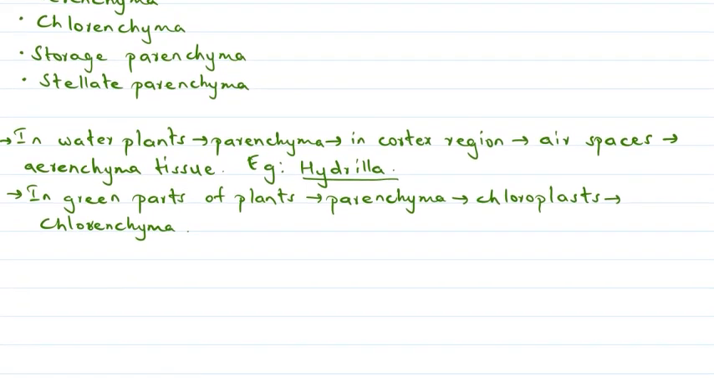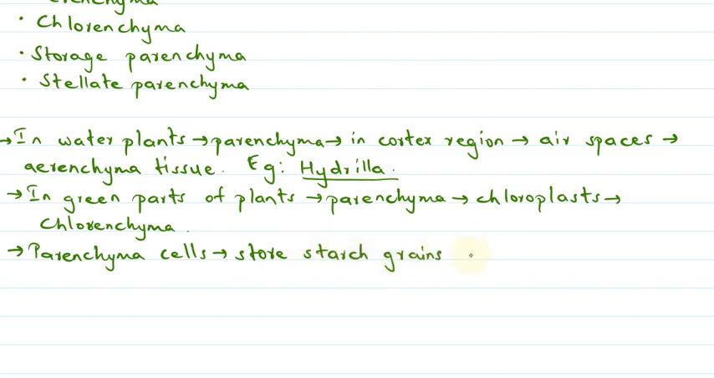Then the parenchyma cells that can store starch grains are called the storage parenchyma. Okay, so the storage parenchyma cells are seen in stem and root tubers.